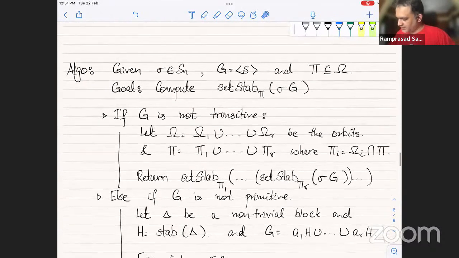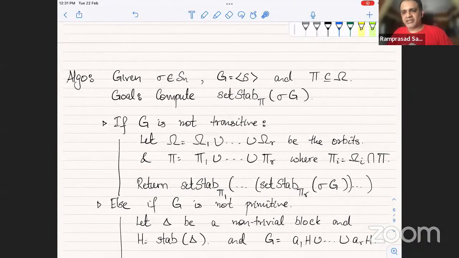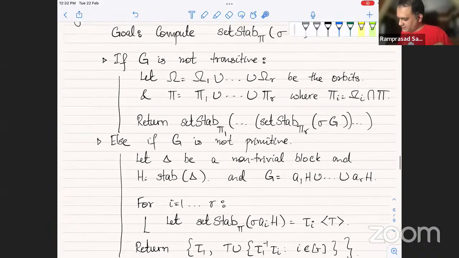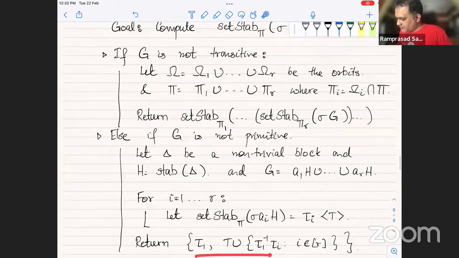Okay, now comes the next part, which is suppose G was not primitive. Then we found one non-trivial block. We just saw an algorithm to do that. We found one non-trivial block and took H to be the stabilizer of that block. And now split G according to these cosets A1H, A2H, and so on, till ARH. Okay. And now we basically said, okay, let's solve all of these set stabilizer questions. And for each of those sets, you get some tau I followed by a generating set. I mean, that's the output you would have gotten if you recursively ran this algorithm. And then we combine all the output in the way I described above. Okay, so this is what happens if G happens to be not primitive.